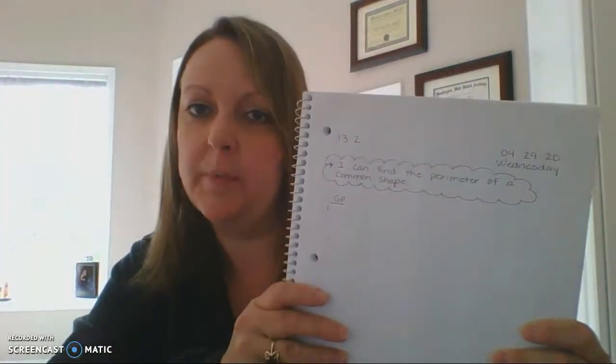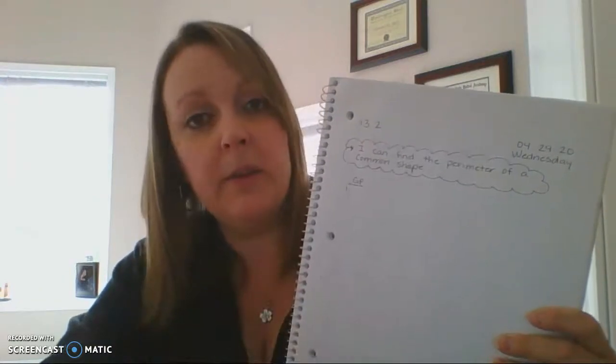Now a common shape is one we've learned quite a bit about. It would be like a square or a rectangle or a triangle, a pentagon, a basic shape that we know some qualities about. So today our learning target is, I can find the perimeter of a common shape. So you're going to need some paper and a pencil or a pen.